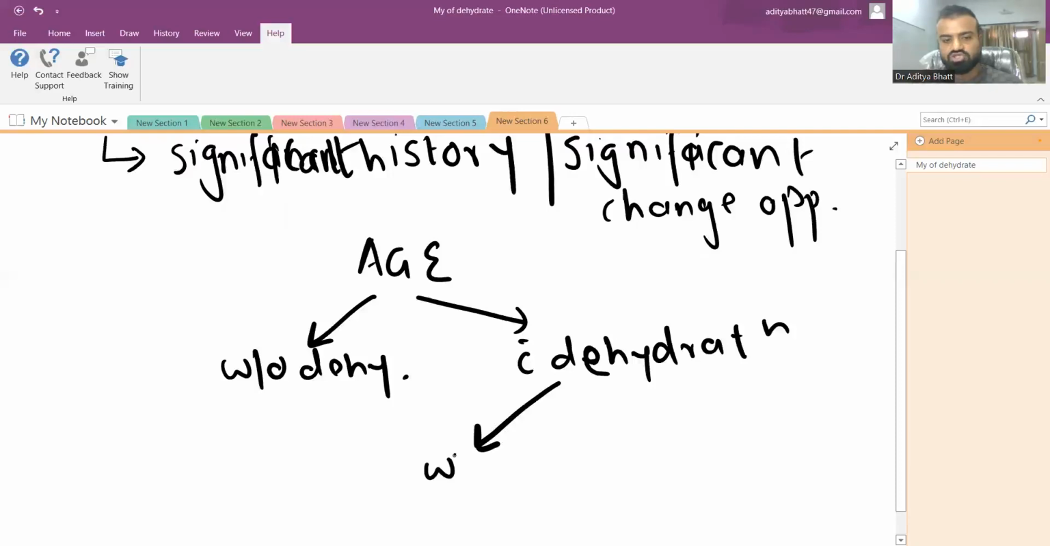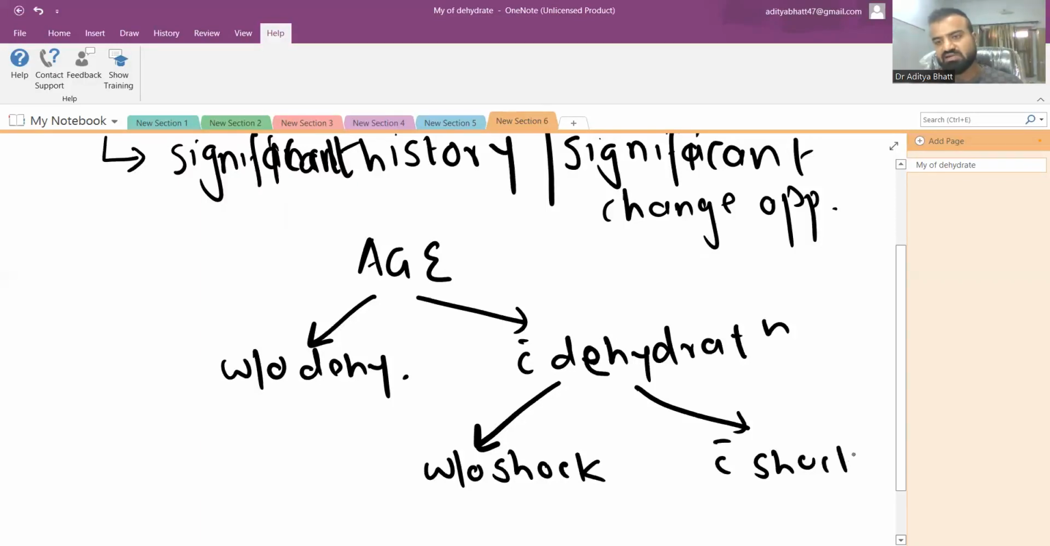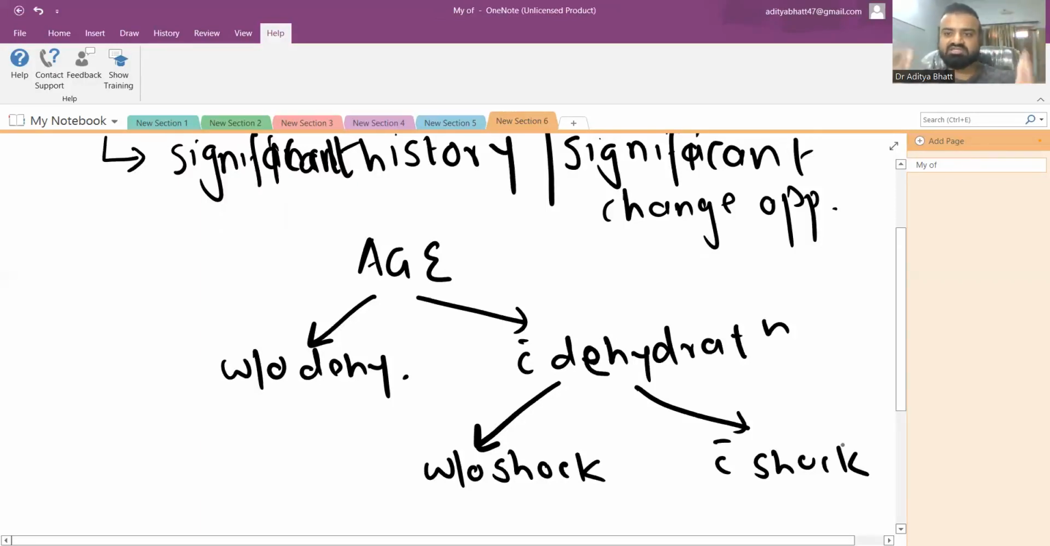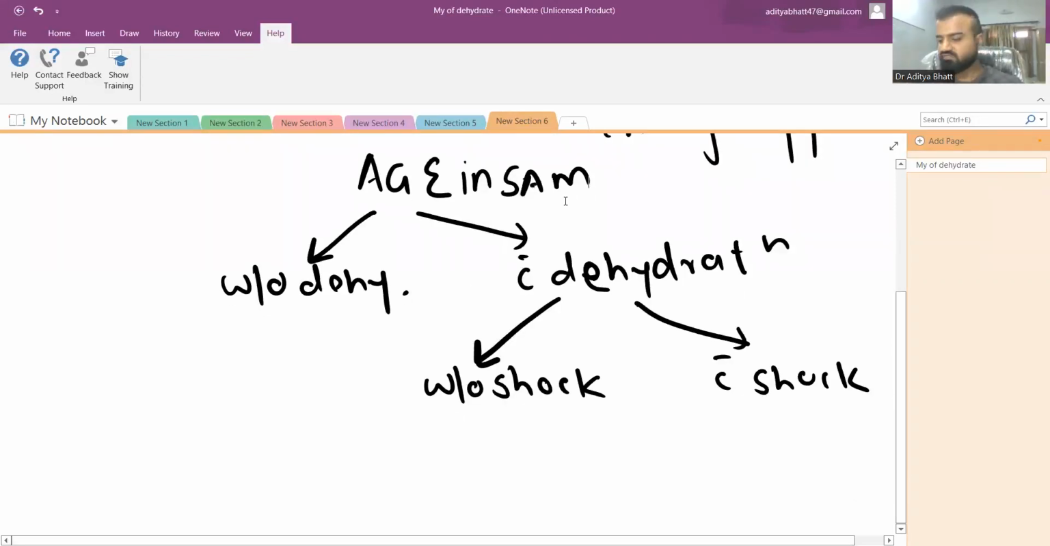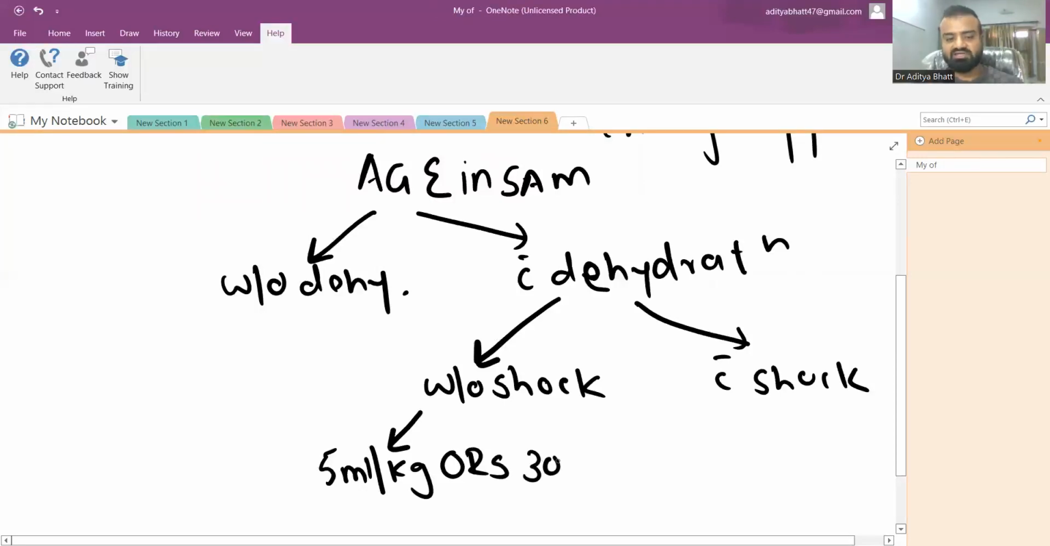So if it is without shock or with shock, see, conventionally IAP determines some dehydration, no dehydration, severe dehydration. For SAM, this is a different classification that you have to remember: without dehydration or with dehydration, and without shock, with shock. Now, if without shock, give 5 ml per kg ORS orally every 30 minutes for at least 6 to 8 hours.